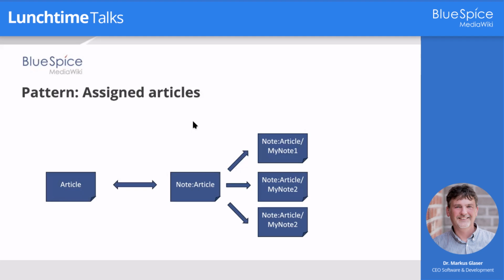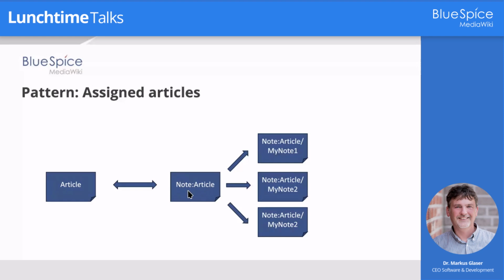Well, the thing I want to introduce you to and show you today is a pattern which I call assigned articles. Essentially, what we do is we have a main article, and then we have some additional information in a different namespace in an article with the same name. So it's assigned or associated with the article. If you look at this sketch here, let's assume we have a collection of minutes. The main article would, for example, be a landing page for a team. So let's say the team DevOps.